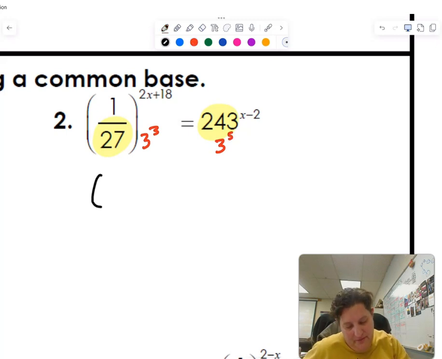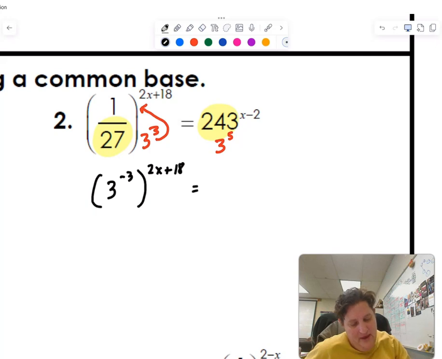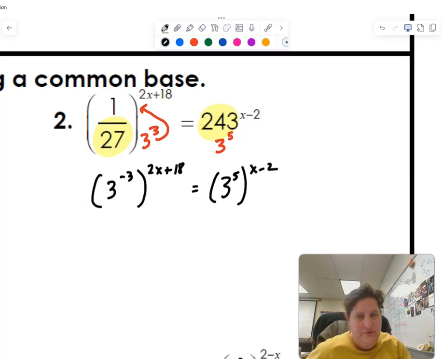So now, the way I'm going to rewrite this is 3 to the third, but also because we have to bring it up, it's 3 to the -3. Okay. 2x plus 18. And then this one is 3 to the 5, x minus 2. Once you guys see that we have the same base, we're setting the exponents equal to each other, and we just go ahead and distribute here.